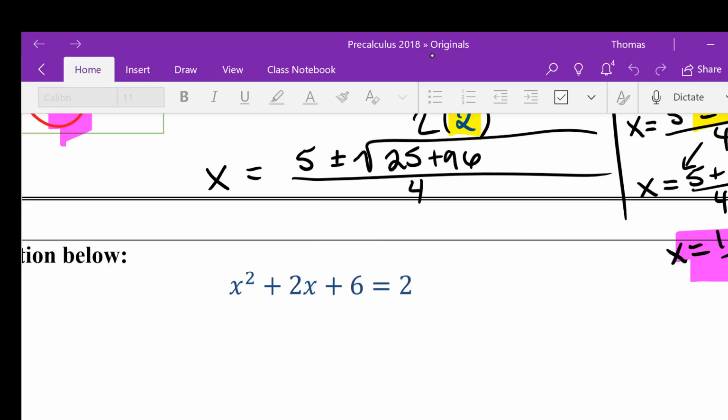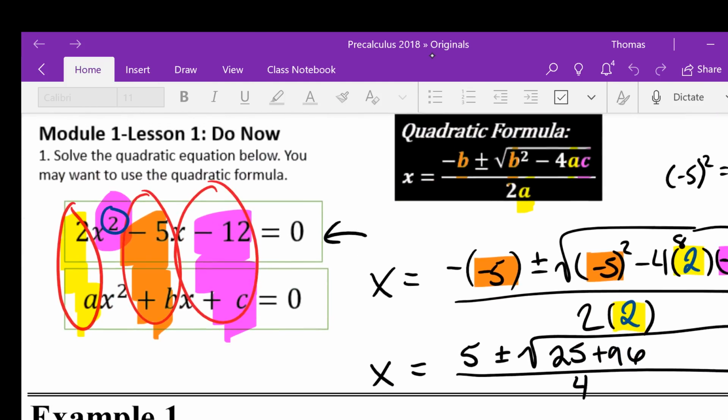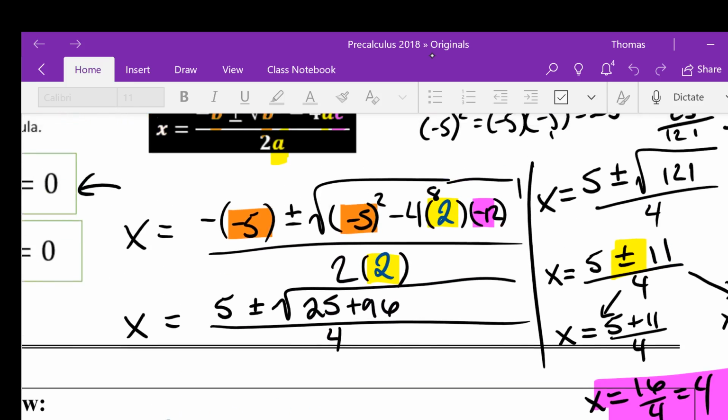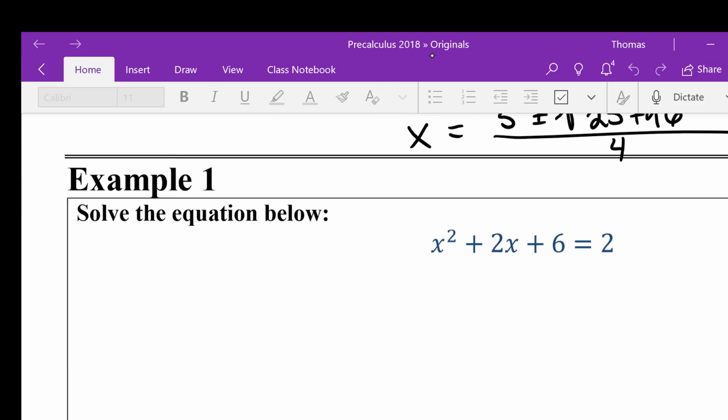Hi everyone, welcome back. This is the second part of lesson 4, the first lesson in our module. We just finished our do now, we found there's two solutions. Now we're going to go on and see the walkthrough of the example right below.